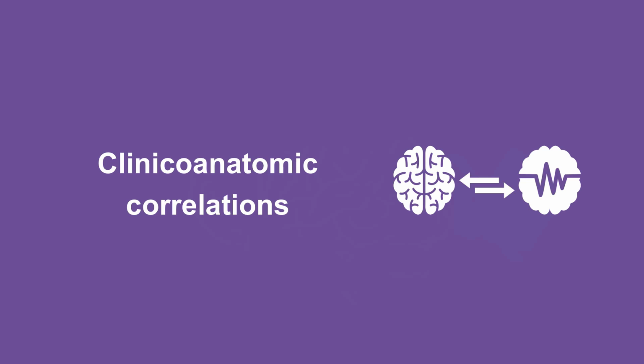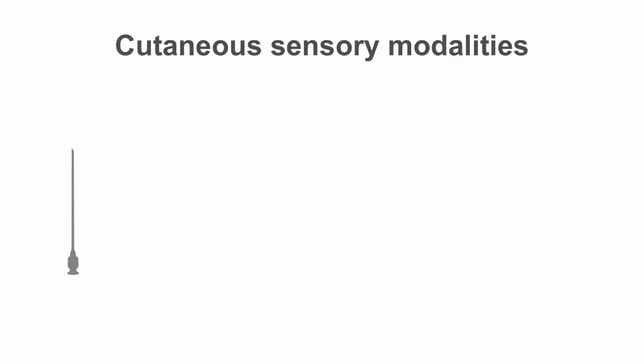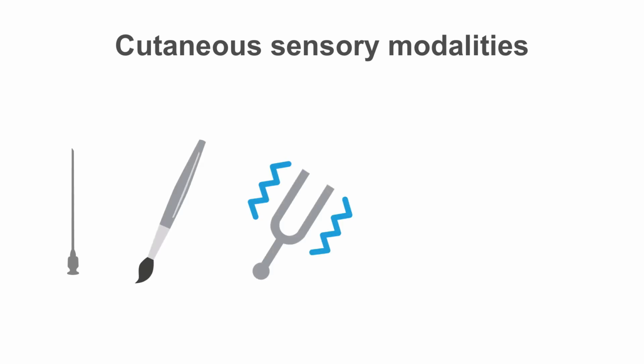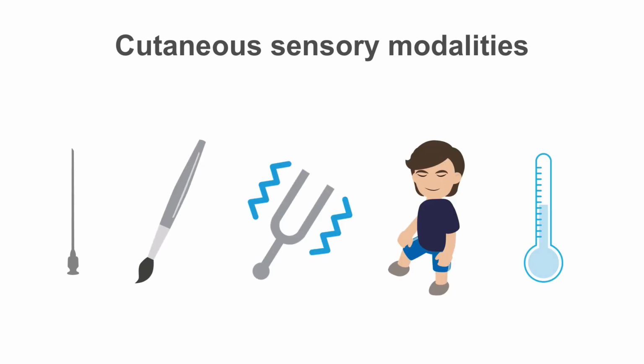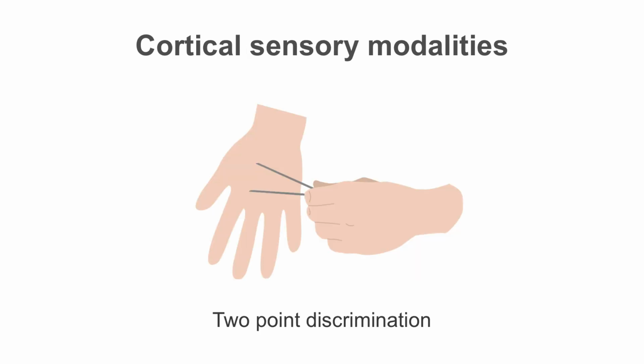Let's now look at some clinical anatomical correlations in the parietal lobe. The parietal lobe controls sensation. There are cutaneous sensations which are appreciated here. These include pinprick, light touch, vibration, proprioception, and temperature appreciation. Also accommodated in the parietal lobe are what are known as cortical sensory modalities.